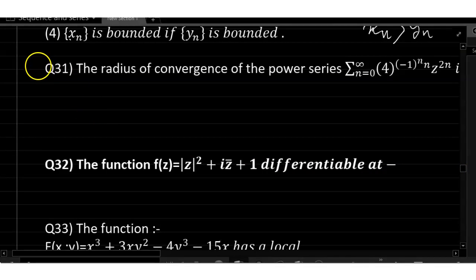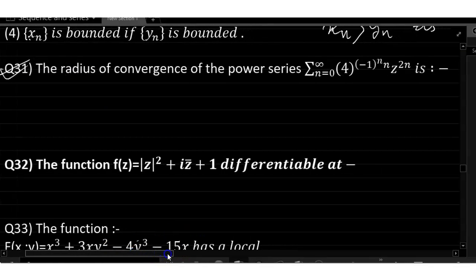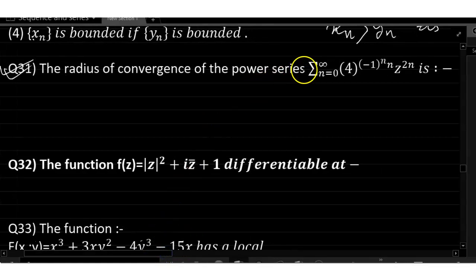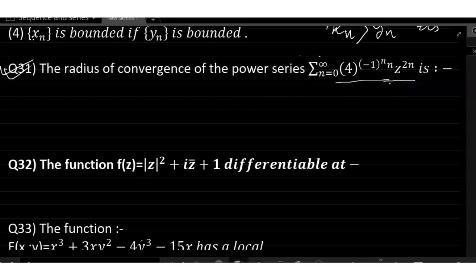Now next question, number 31. The radius of convergence of the sum from n equals 0 to infinity of 4 to the power 1 minus (minus 1) to the power n, into z to the power 2n, is. Now friends, we have to find out the radius of convergence of the power series.